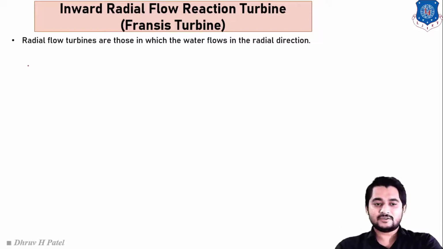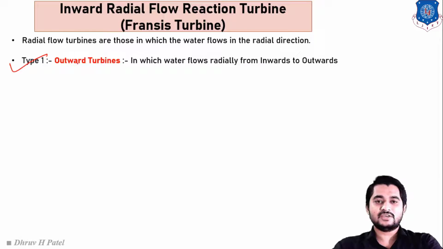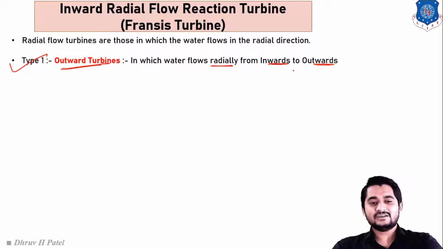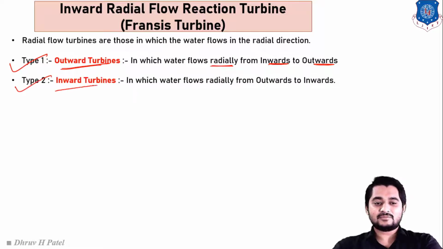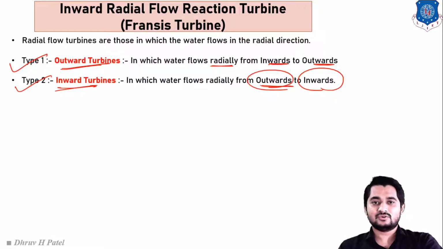So basically there will be two classifications. First one will be outward flow turbine, in which water flows radially but from the inner side to the outer side, from center to outer side. And the second one is inward type turbine, in which water flows radially but from the outer side to the inner side. Clear students? So there will be two types of reaction turbine. First one is outward flow and second one is inward flow. Both are radial flow types.